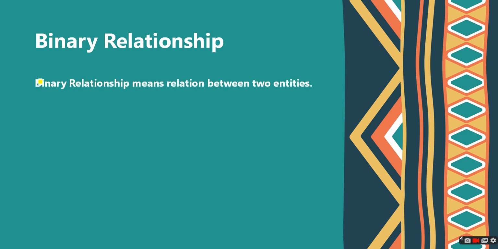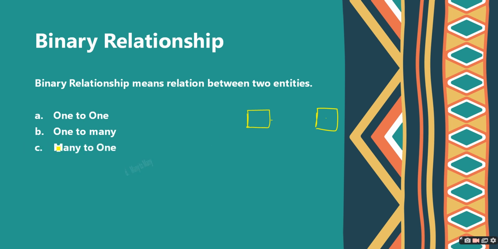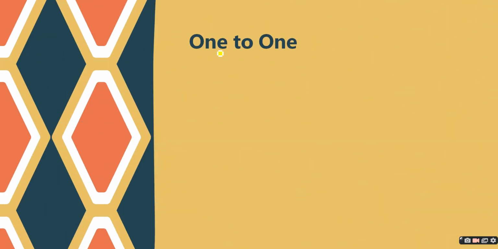Now what is a binary relationship? A binary relationship means a relationship between only two entities. Here we have two entities, and the relationship between these two entities is termed a binary relationship. And a binary relationship can be one to one, one to many, many to one, and many to many as well. Now let's see one by one. One to one.